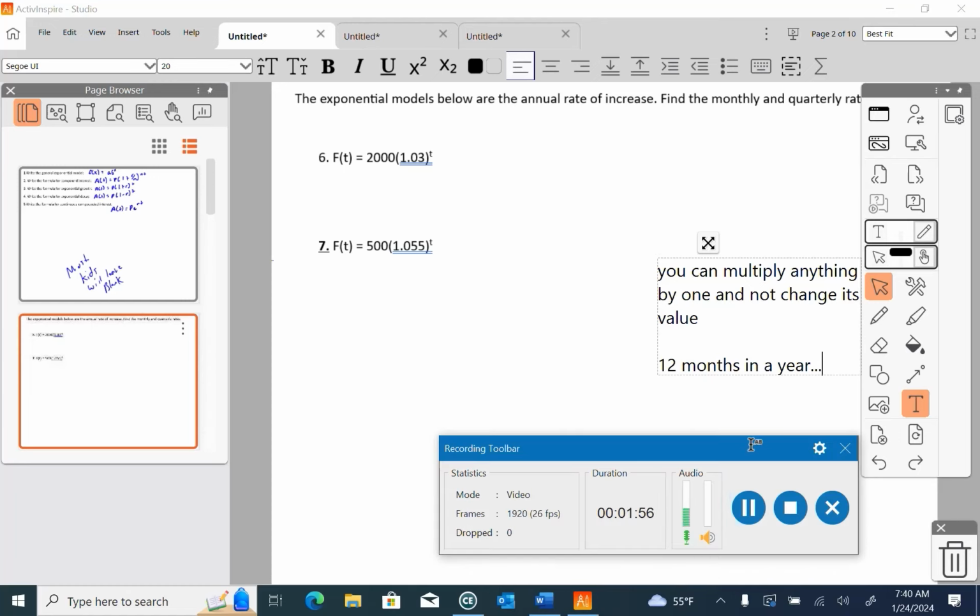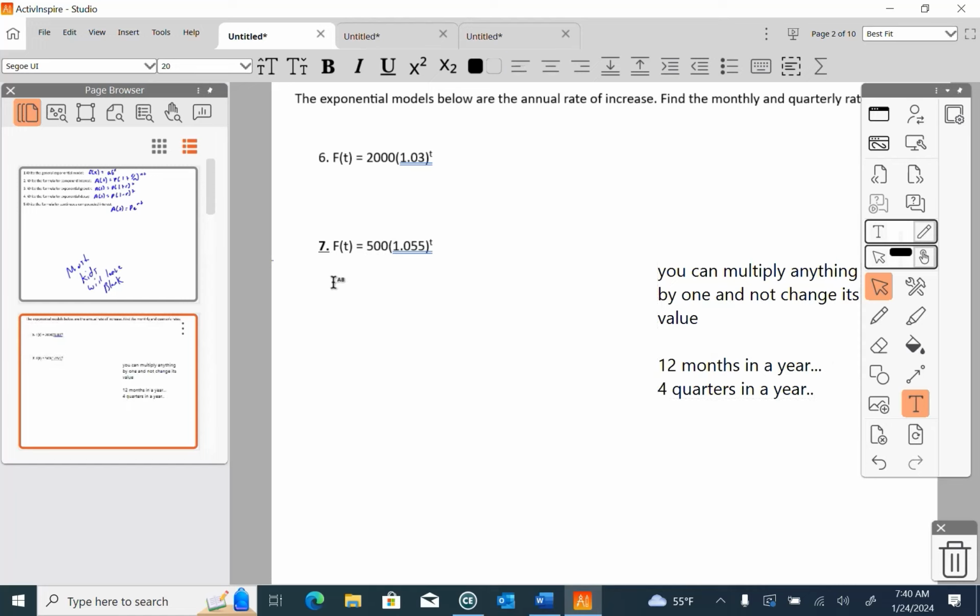All right. So I got interrupted. You're supposed to find the monthly and quarterly rate. So there's 12 months in a year, and then there's also 4 quarters in a year. So now that's stuff for later. So here's why I'm saying you can multiply anything by 1. I've got an exponent of t there, and I'm going to multiply it by 4 over 4, because 4 over 4 is 1.